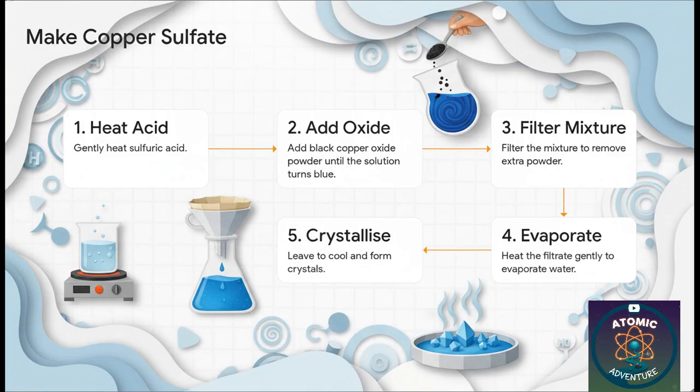First, you gently heat up some sulfuric acid. Second, you start adding the black copper oxide powder. You'll know it's working when the whole solution turns this beautiful blue color. Third, you've got to filter the mixture to get rid of any leftover black powder. What comes through is your pure salt solution. Fourth, you gently heat that blue liquid to let some water evaporate. And finally, you just let it cool down and watch those awesome blue copper sulfate crystals appear.